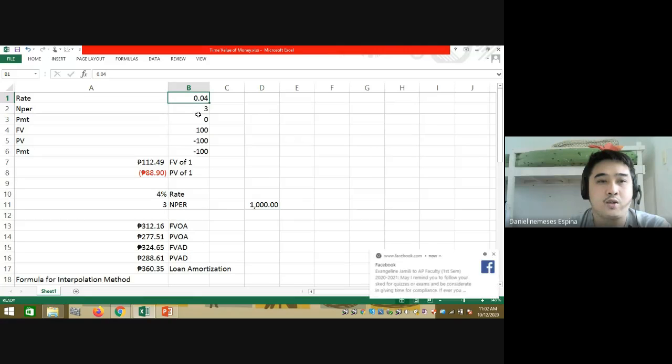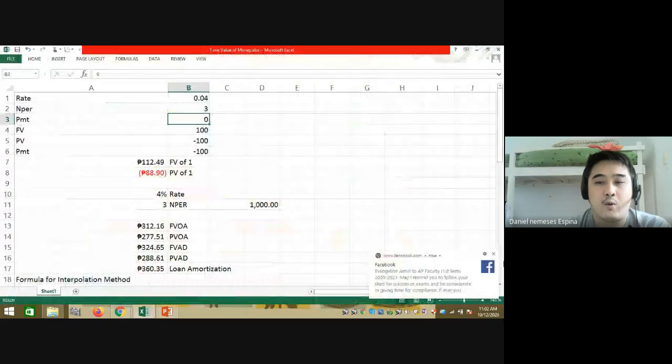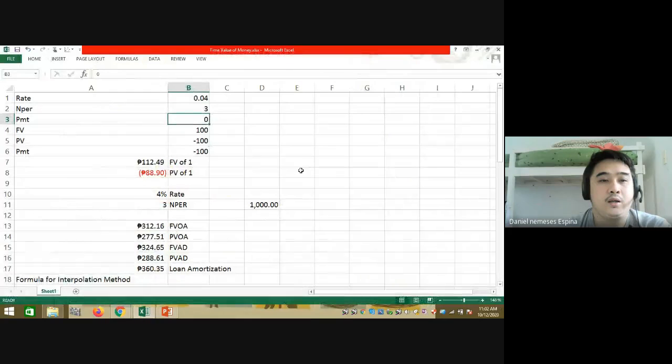Years is 3. So 3 years is the maturity or tenor. If you are getting a lump sum, then expect that the payment is zero. So zero for lump sum. But for annuities, that's the payment, and it's stated as a negative, so negative 100. So let's start.